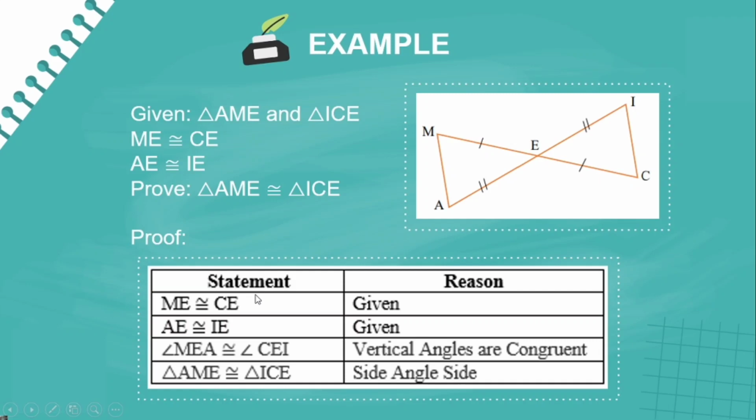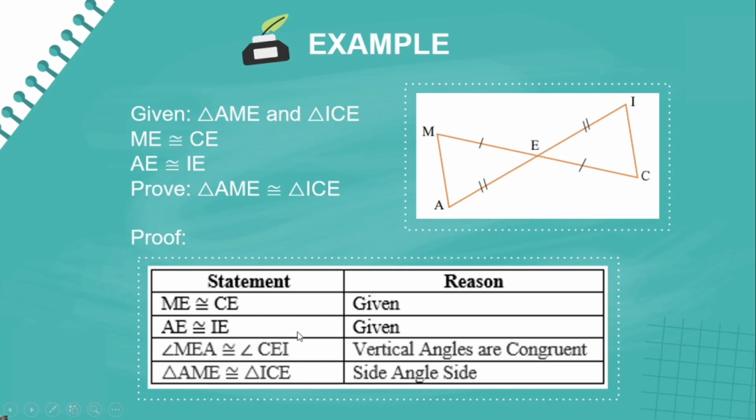So for our first statement, we know that ME is congruent to CE since it is a given. And then AE is congruent to IE as given. So next, since we already have two corresponding sides from both triangles that are congruent, we have to look for another statement that could lead us to prove that these two triangles are congruent.